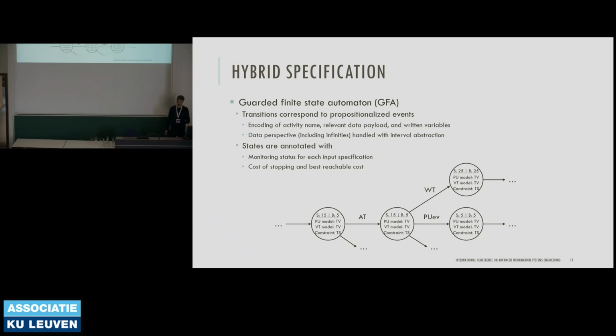Meanwhile, the best reachable cost means basically that if we play our cards right, and we do all the correct executions or all the correct events, then what is the best case scenario that we can reach from the current state? As an example, I have marked one of these states, and based on the information that we have, we can see that if we are in this state, we have 2 violations if we stop right now. And the next best course of action is the event named PU-EV.